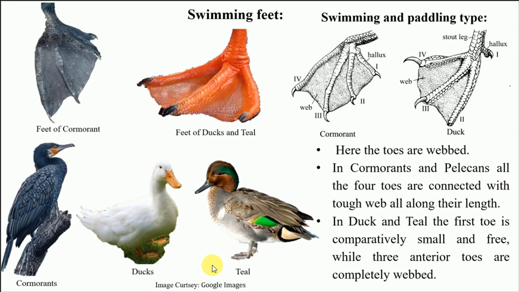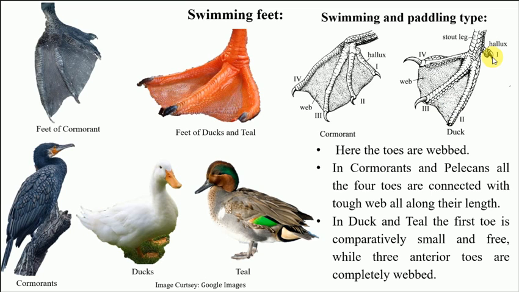So here all the toes are generally webbed, but in certain cases only three toes are webbed. For example, if you see the feet of the duck, only three toes, toe number second, third and fourth, form the web, while the hallux is separated.